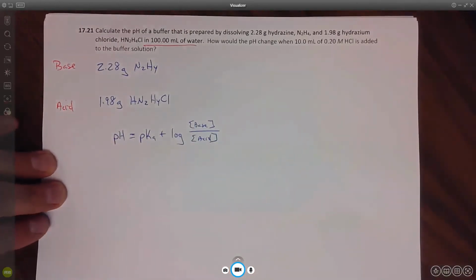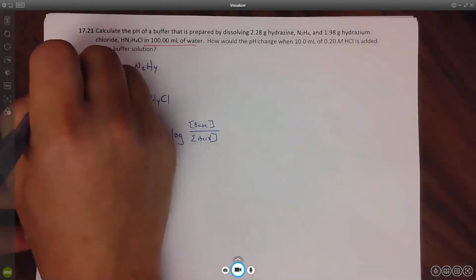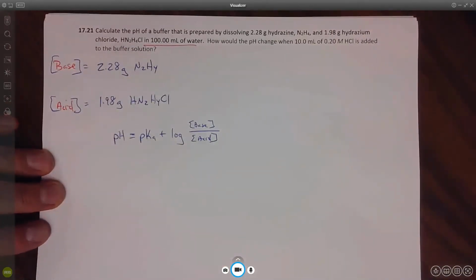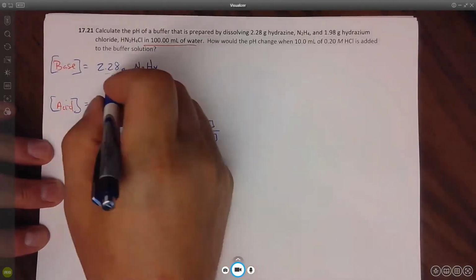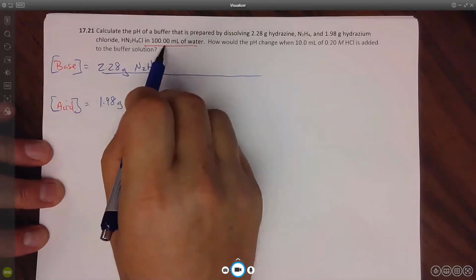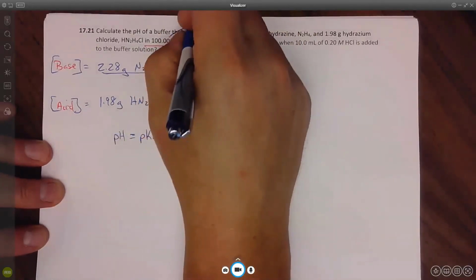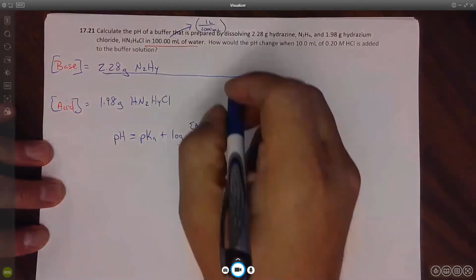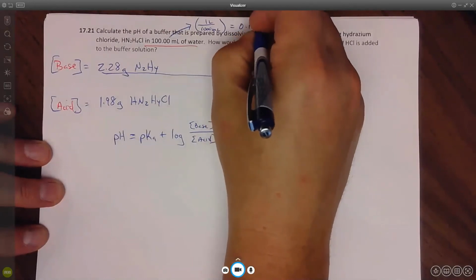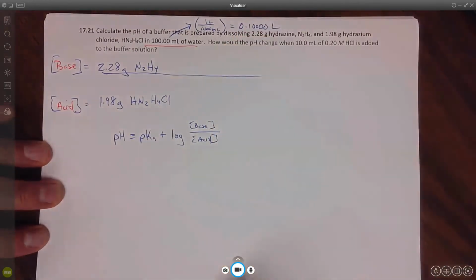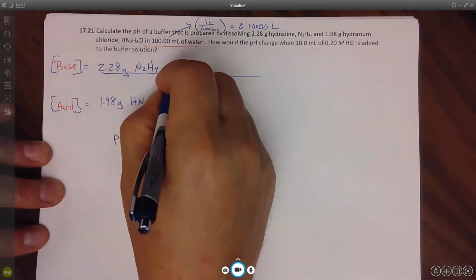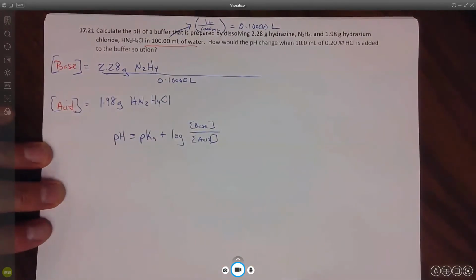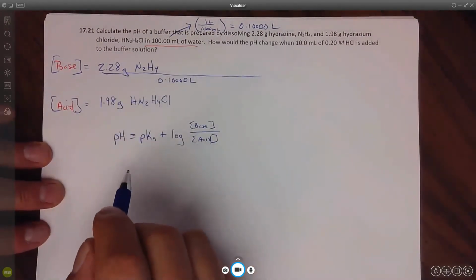So we're going to have to determine the concentration of our base and the concentration of our acid. Concentration, of course, is going to be moles over liters. So this 100 milliliters, if we divide that by 1,000, since there's 1,000 milliliters in a liter, that is going to give us 0.10000 liters. So there's our volume, 0.10000 liters.